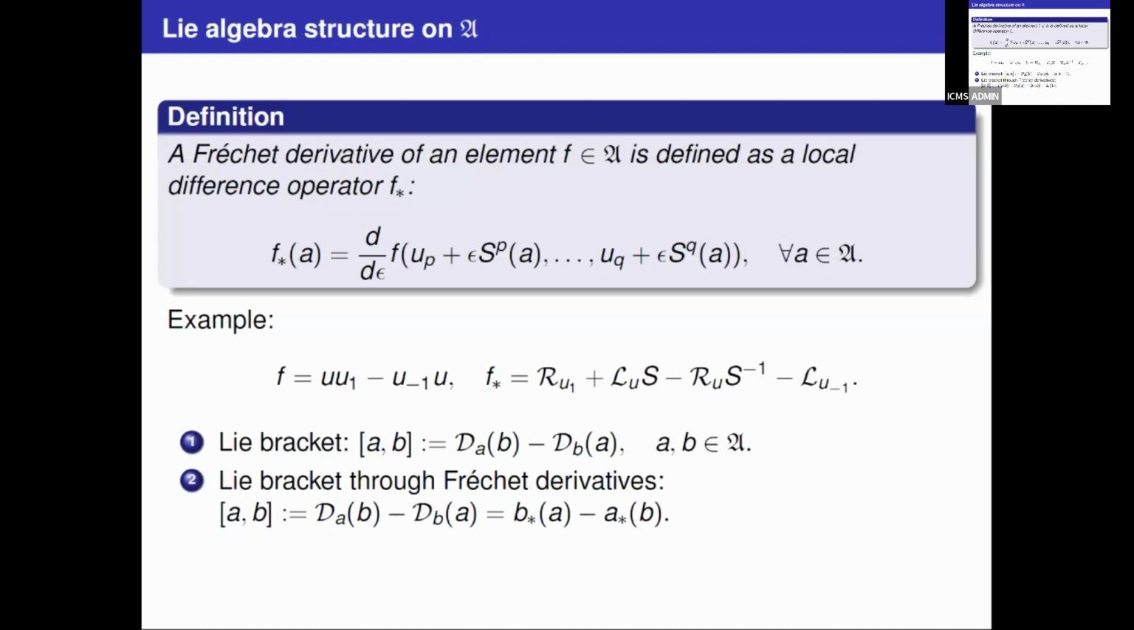Good. So finally, because of the natural grading of A, our Lie algebra is also naturally graded. So the commutator of A_m and A_n is in A_{n+m-1}.